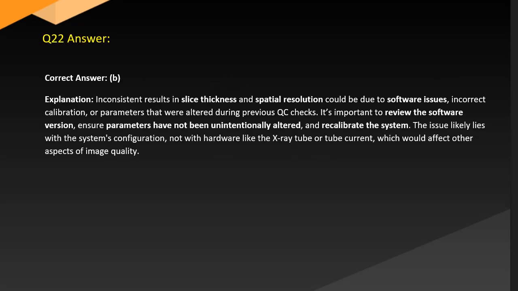Answer. Correct answer B. Explanation. Inconsistent results in slice thickness and spatial resolution could be due to software issues, incorrect calibration, or parameters that were altered during previous QC checks. It's important to review the software version, ensure parameters have not been unintentionally altered, and recalibrate the system. The issue likely lies with the system's configuration, not with hardware like the X-ray tube or tube current, which affect other aspects of image quality.